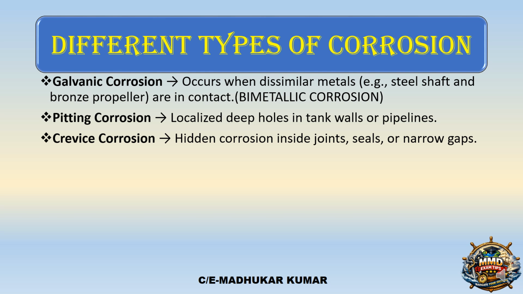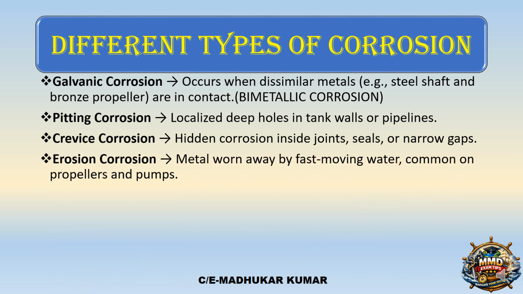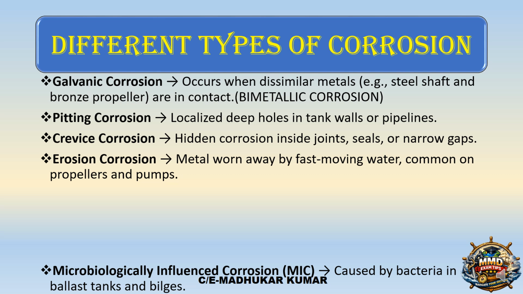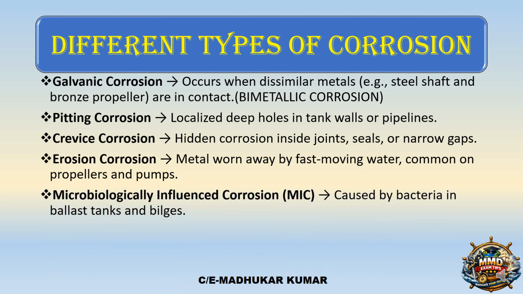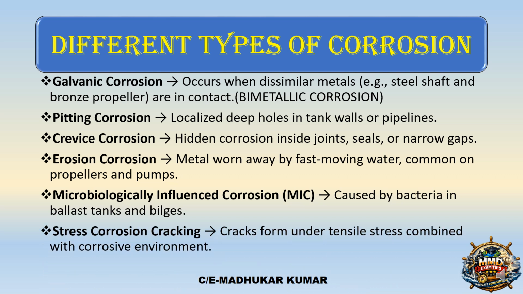Next, crevice corrosion. These are hidden corrosions inside joint seals and narrow gaps, because it needs crevices, small passages. Erosion corrosion is metal worn away by fast-moving water, common in propellers and pumps. Basically the erosion is leading towards corrosion. It removes the protective coating, the bare metal is exposed, and the corrosion starts. Microbiologically influenced corrosion, called MIC, as the name suggests, is caused by bacteria in the ballast tanks and bilges. Stress corrosion cracking forms cracks under tensile stress. These cracks remove the protective coating, bare metal is exposed, and the corrosion starts.